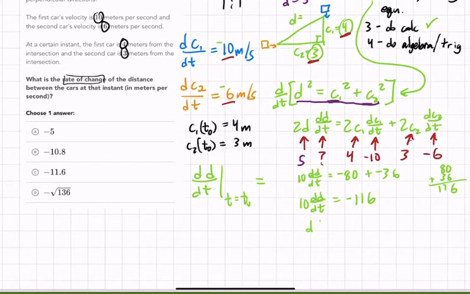Oh, dang. dd over dt equals negative 116 divided by 10. When you divide by 10, you just move the decimal over 1. So this is actually negative 11.6, negative 11.6. There you go.